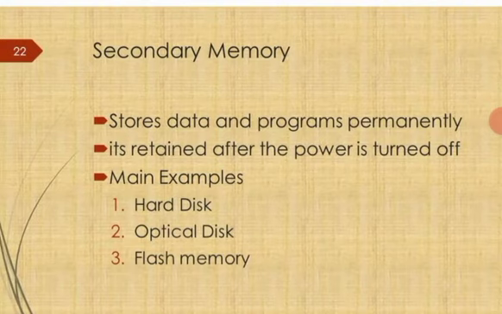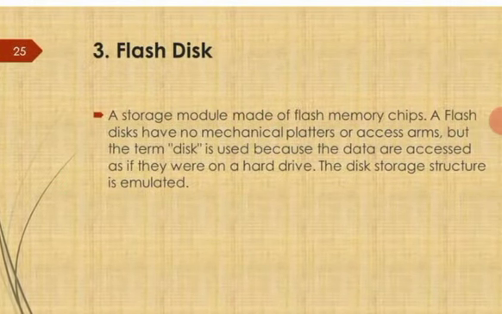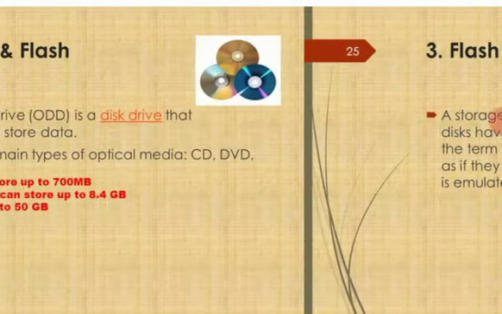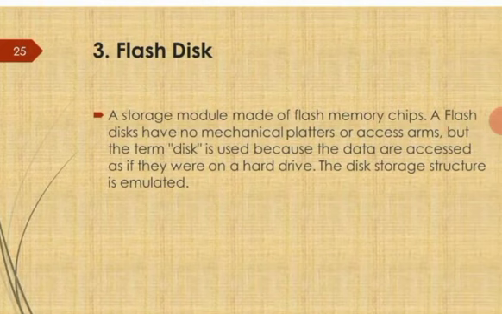So now in the secondary memory, we have hard disk, we have optical disk, flash memory. Now let's talk about a flash disk. We haven't talked about the flash disk, sorry. A flash disk is a storage module made of flash memory chips.